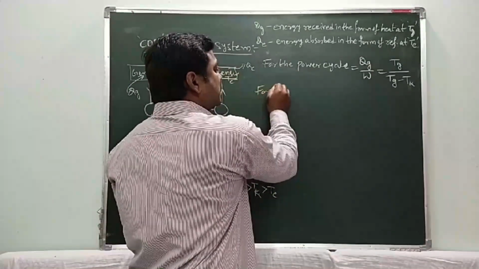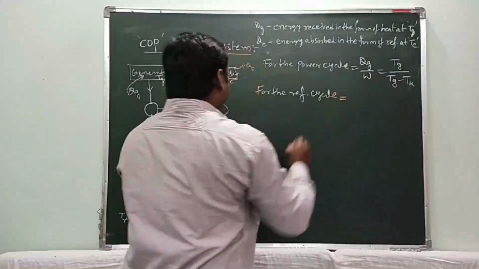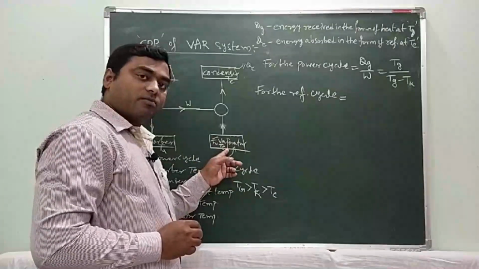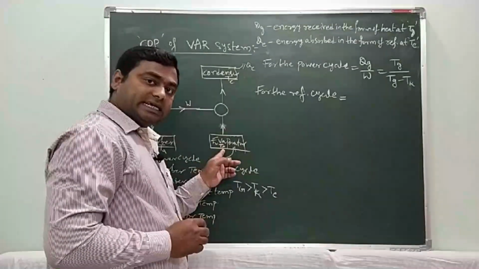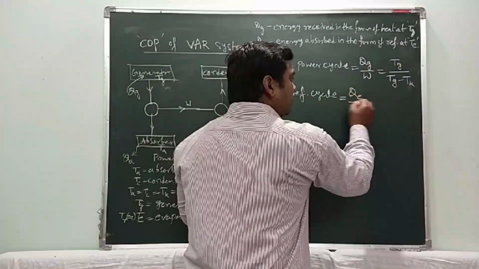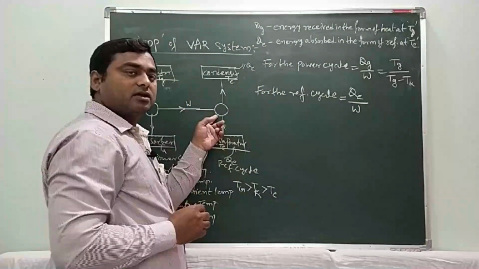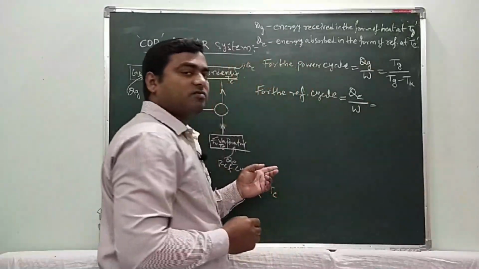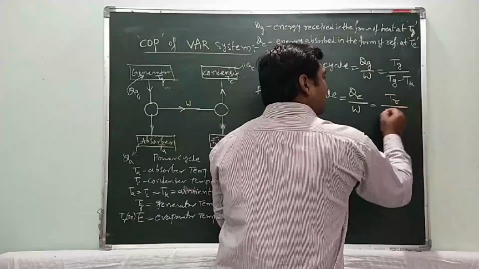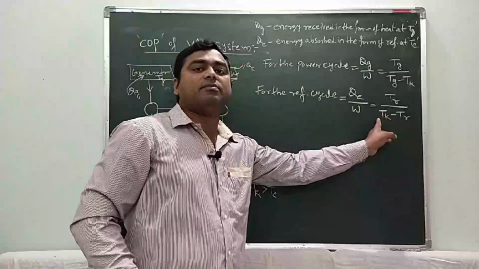Next, for the refrigeration cycle. Here the amount of heat absorbed in the evaporator at temperature TE or TR is QE, divided by the amount of work which we supplied. In terms of temperatures, this is equal to TR divided by TK minus TR. TR is the evaporator temperature, and TK is the ambient temperature.